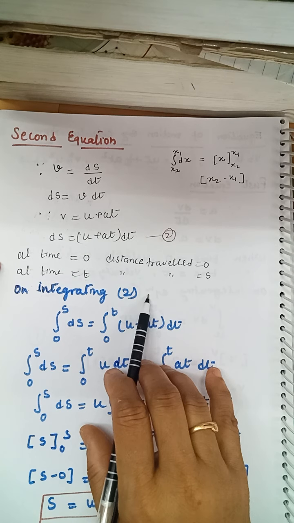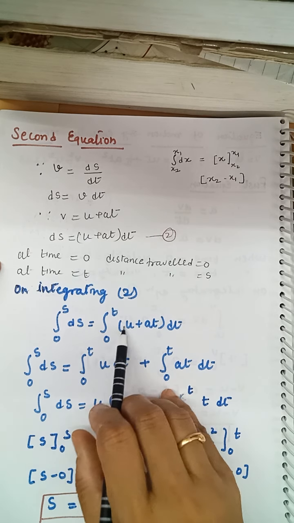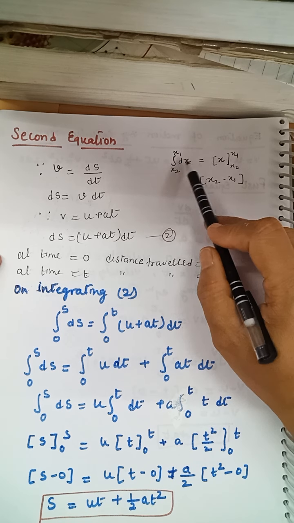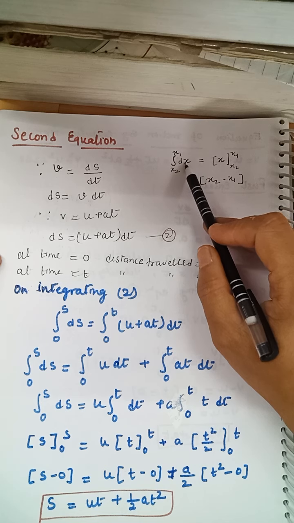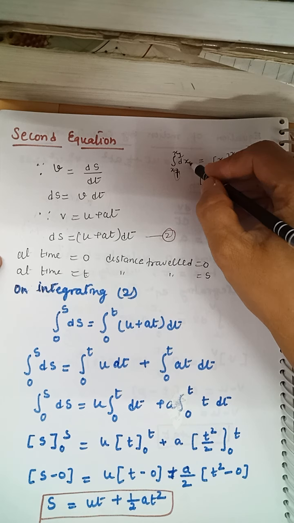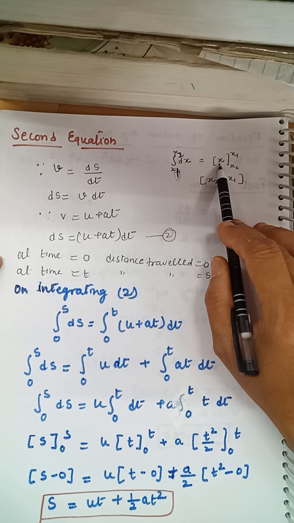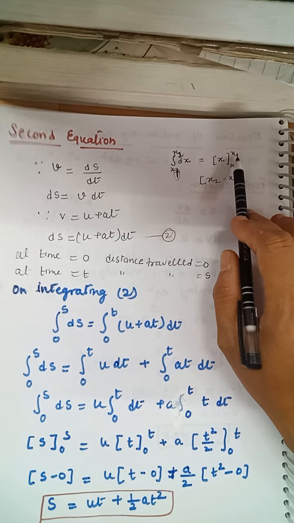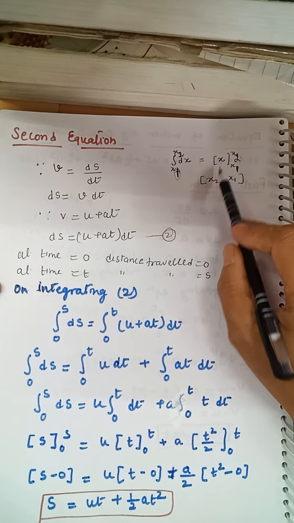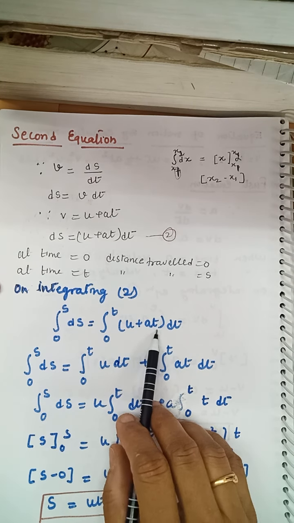So on integrating the second equation, integration of 0 to s ds, and integration of 0 to t, (u plus at) into dt. Now this is the definite integration form, integral of dx from x1 to x2. This is the lower limit of x and this is the upper limit of x. Okay, so what is the integration of dx? That is x. This formula you have read in integration also, with limit x1 to x2. First of all, in place of x you will apply the upper limit, then minus sign, apply the lower limit. So here the same thing we are going to follow.